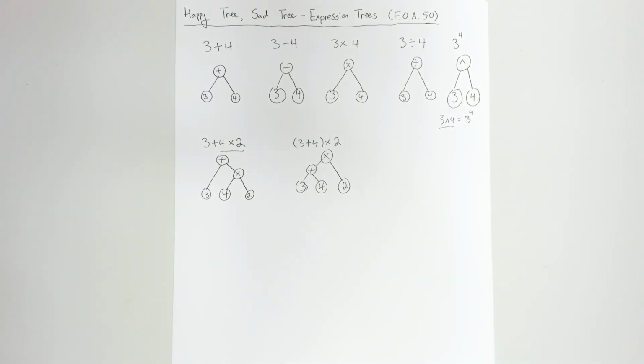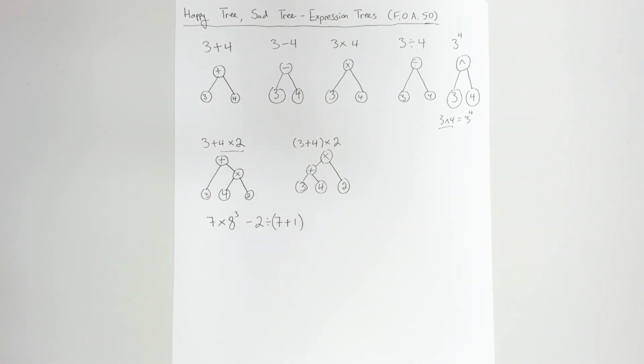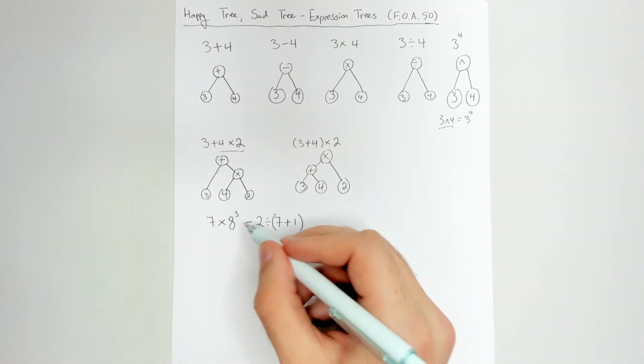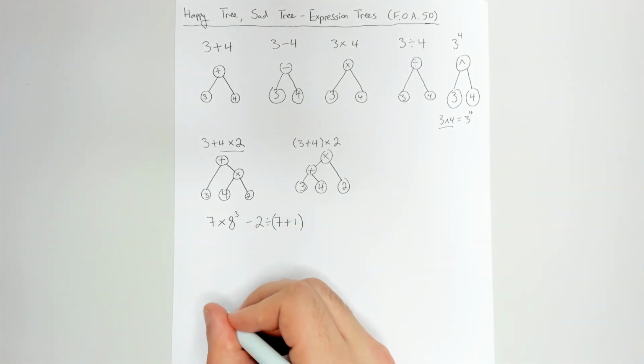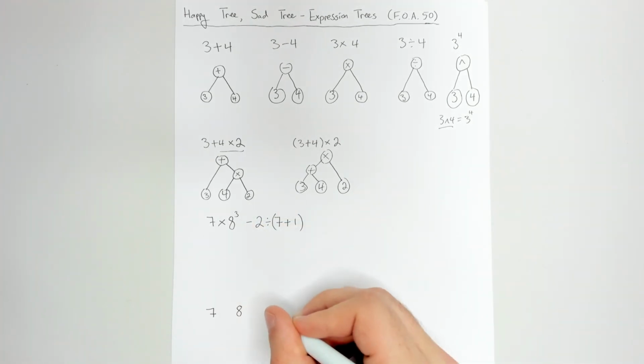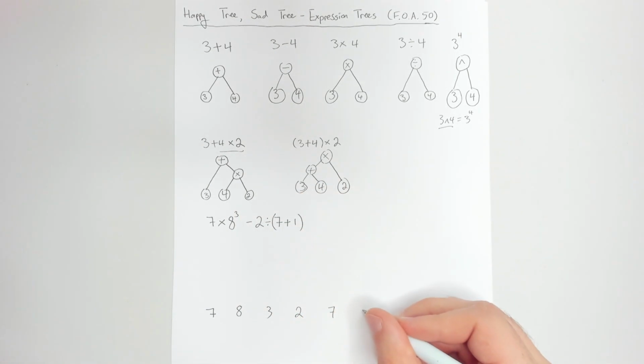All right, so let's try maybe a little bit more of a complicated statement. What would this look like inside of an expression tree? We can start by writing all of the numbers that appear here, and then we're going to figure out how to combine them. So we'll have 7, 8, 3, don't forget the exponent, 2, 7, and 1.